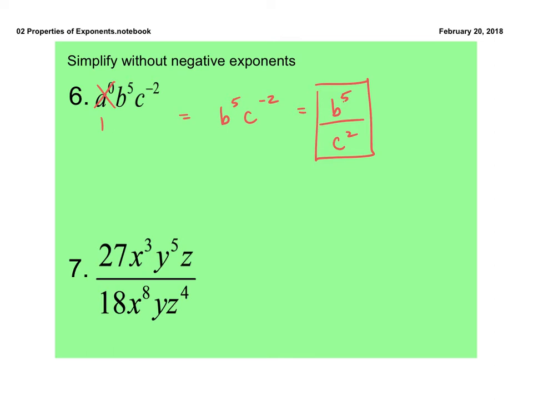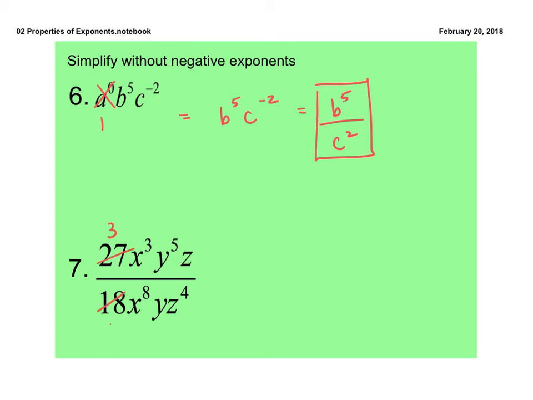Ooh, and number 7 looks really complicated. So remember, we're going to deal first with our numbers. So 27 over 18, those are numbers, different than what we're dealing with the x, y, and z. The largest value that would go into both would be 9. So let's go ahead and factor a 9 out of here.